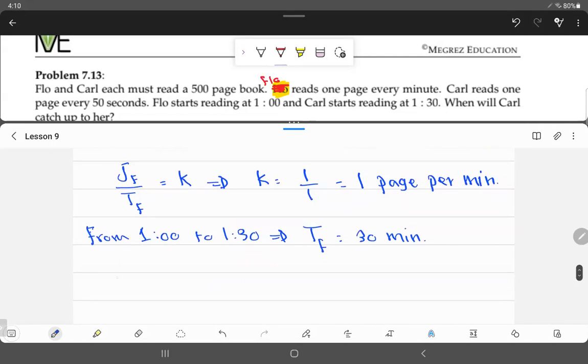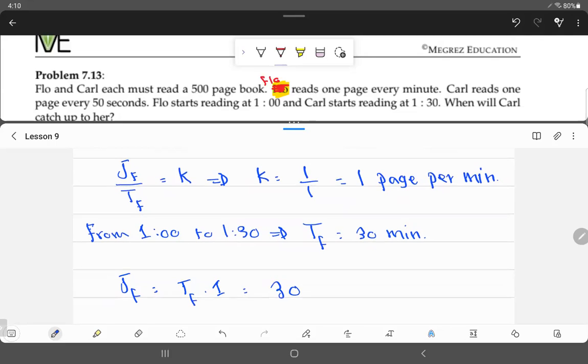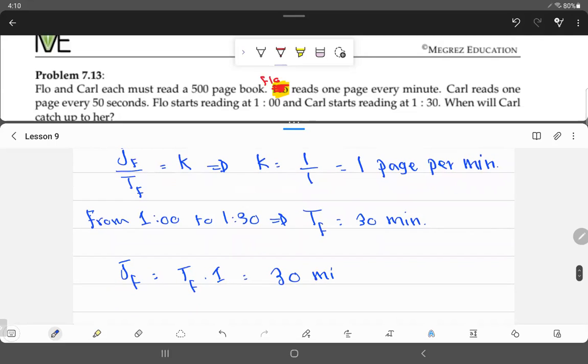So how many pages has she finished? Equals time times K, which is 1, right? So this is 30 minutes times 1 page per minute. Minutes cancel with minutes, so we have 30 pages, right? Do you agree? Okay.